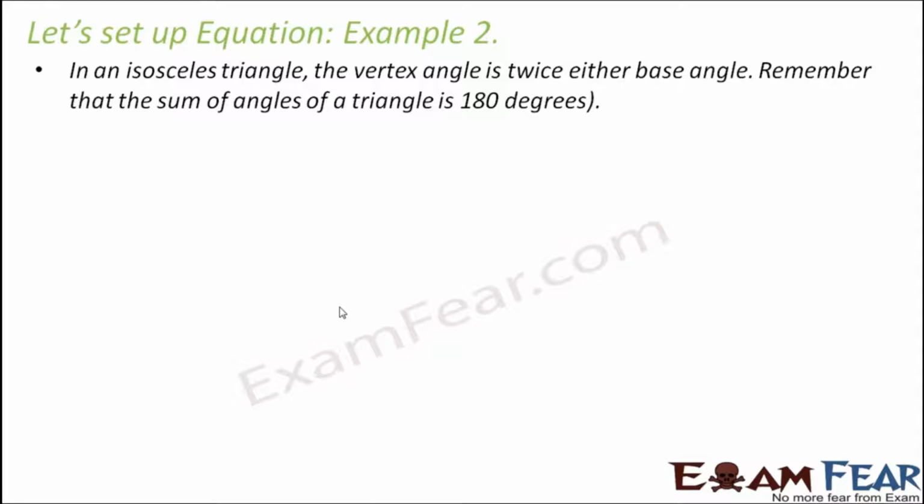Let's look at one more example. In an isosceles triangle, the vertex angle is twice either base angle. So this gives you the relationship or the criteria.